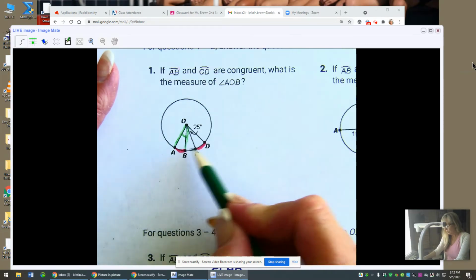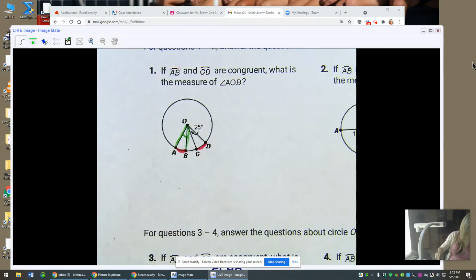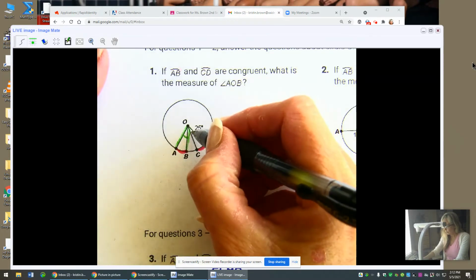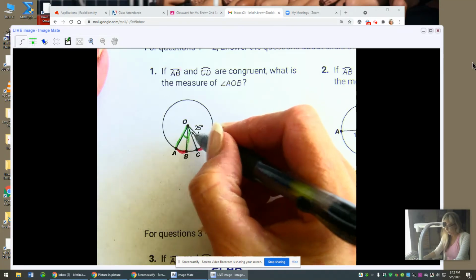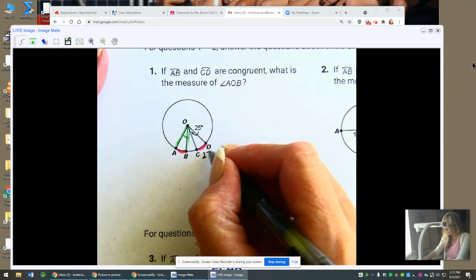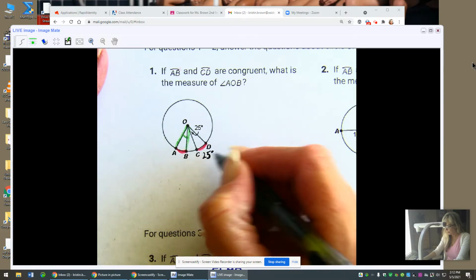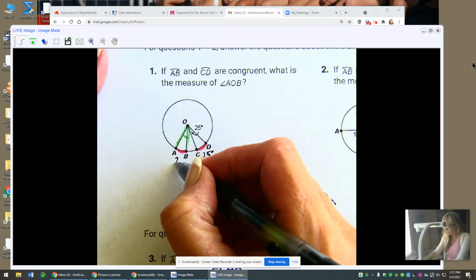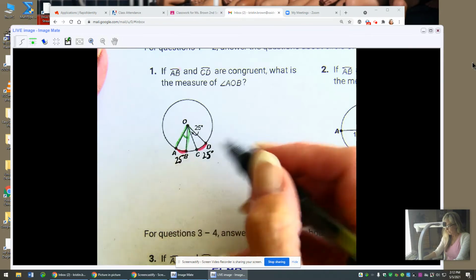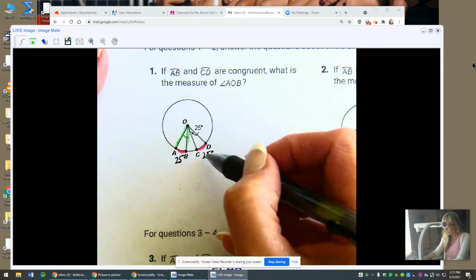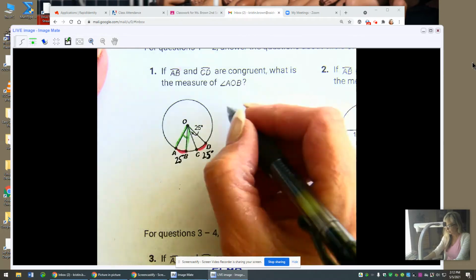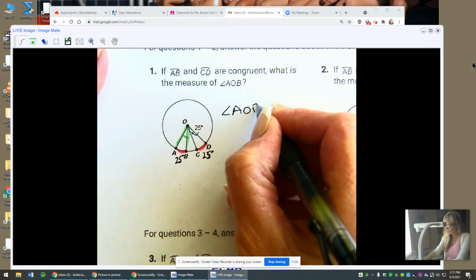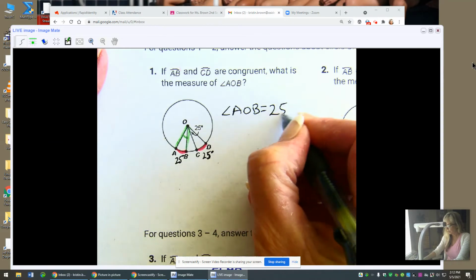Well, if the arcs are equal and the arc is equal to that central angle, this arc is 25 degrees, its measure, and that means they're congruent. So this one's also 25 degrees. And just like the arc is equal to the central angle, so angle AOB is equal to 25 degrees.